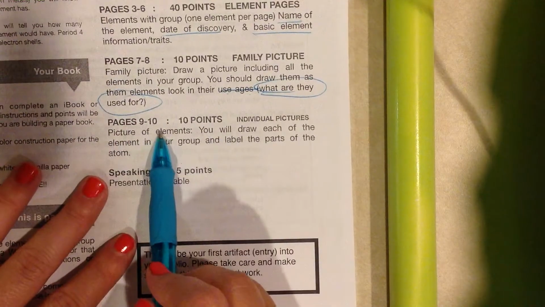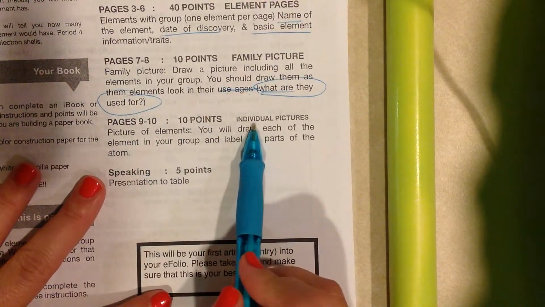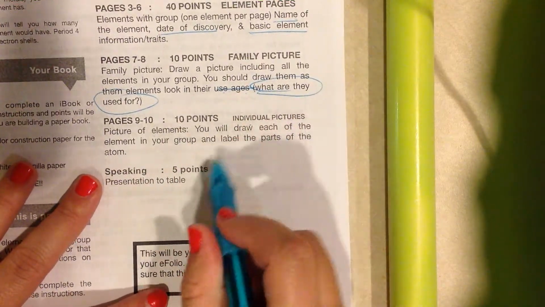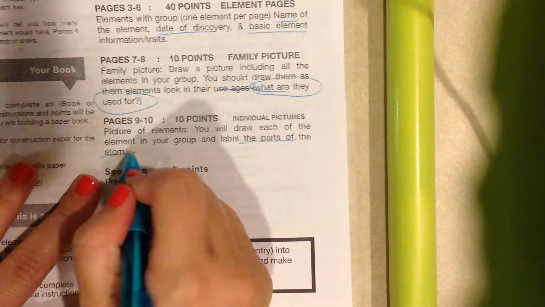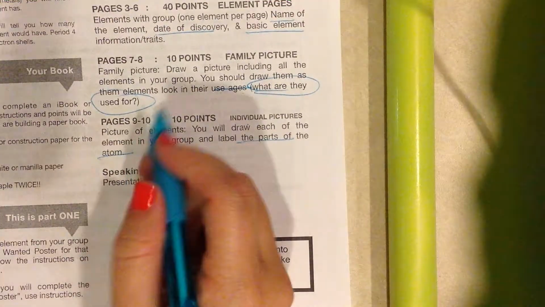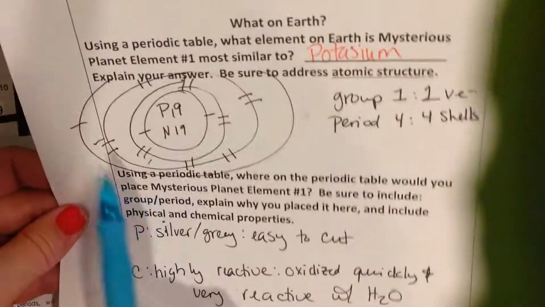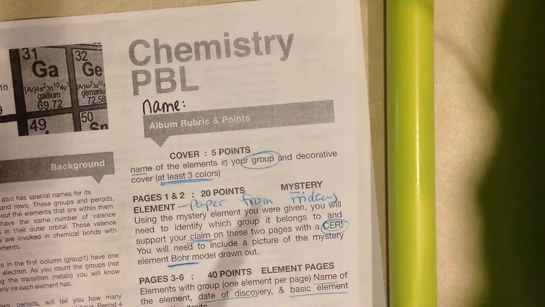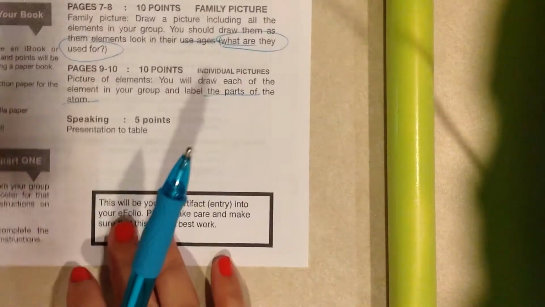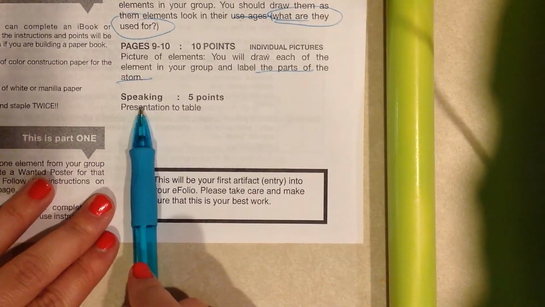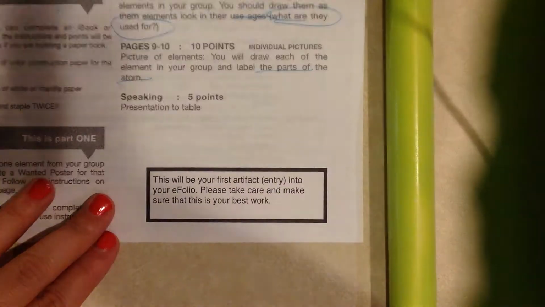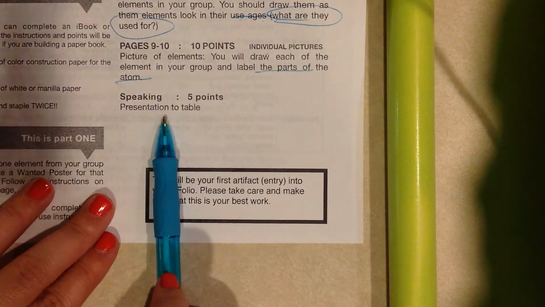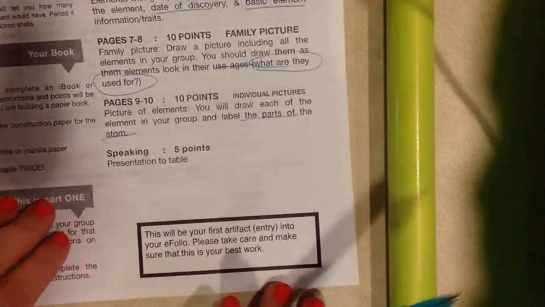And then looking at pages 9 through 10, this is individual pictures of the elements. You're going to draw each of the elements in your group, labeling the parts of the atom. You can draw it like this. Just make it look neater than my sloppy circles. You want to take time to make it look neat and give care to it. And then the last part is going to be your speaking. We will use about 15 minutes on Thursday to have everybody present to their small group.